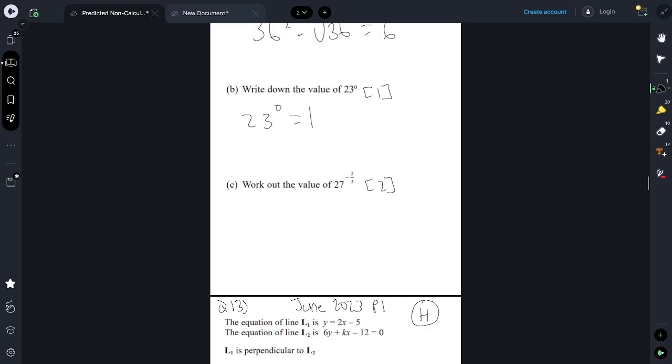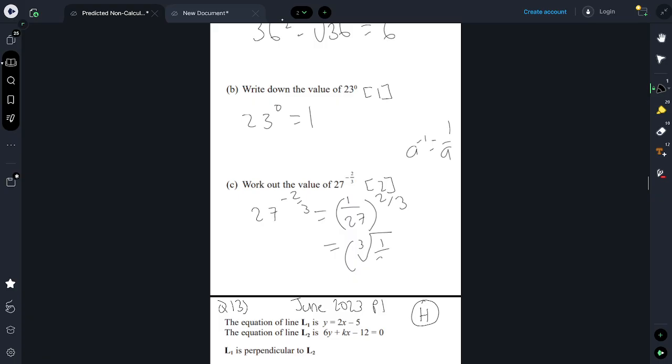I'm not going to go over that just now, but yeah, rapid fire. And then 27 to the minus 2 over 3. Again, split this up. So the negative first. Remember, anything to the negative 1 is the reciprocal. Well, the reciprocal of 27 is 1 over 27. And that's going to be now 2 over 3 to get rid of the minus. Again, now over 3, do the fraction. You want to cube root it, okay?